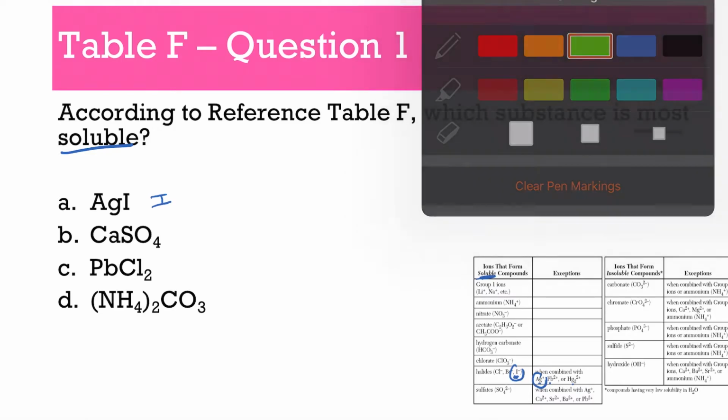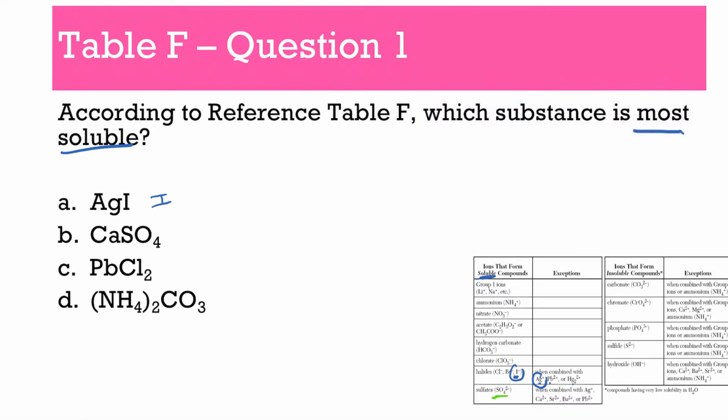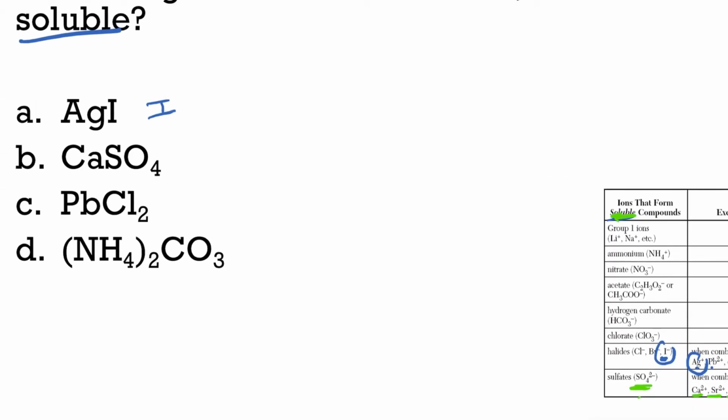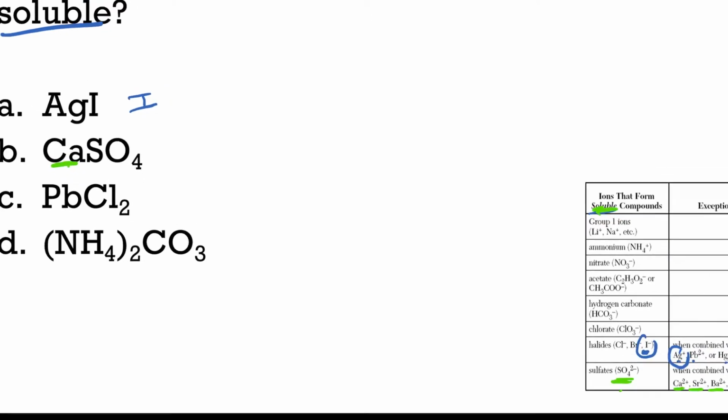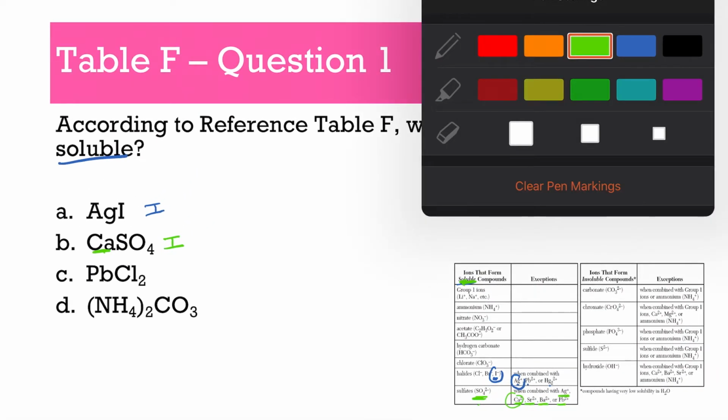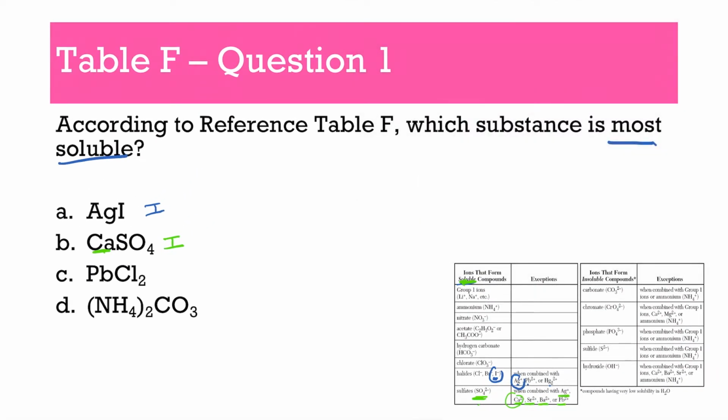Let's look at choice B, calcium sulfate. So sulfate, you're like, okay, cool, anything with SO4 is soluble, except if it's combined with Ca, Sr, Ba, Pb, or Ag. And so calcium is one of these exceptions, and so that is also insoluble. Keeping on moving, PbCl2. Okay, cool, Cl is soluble, but Pb is that exception that is insoluble.